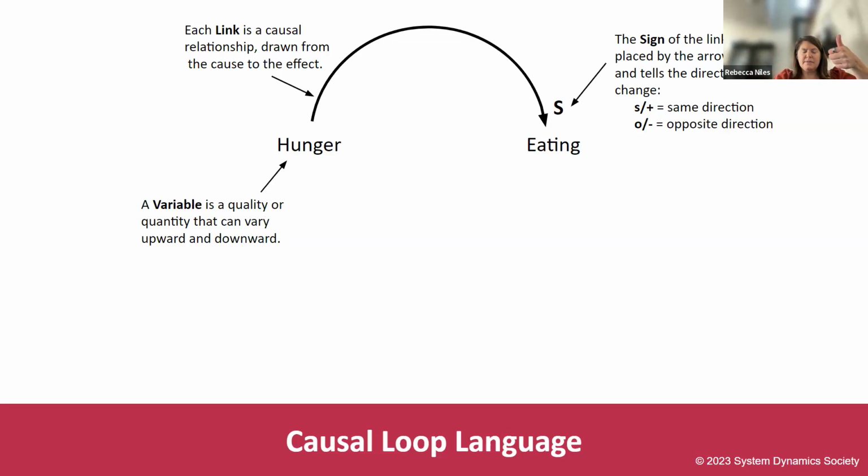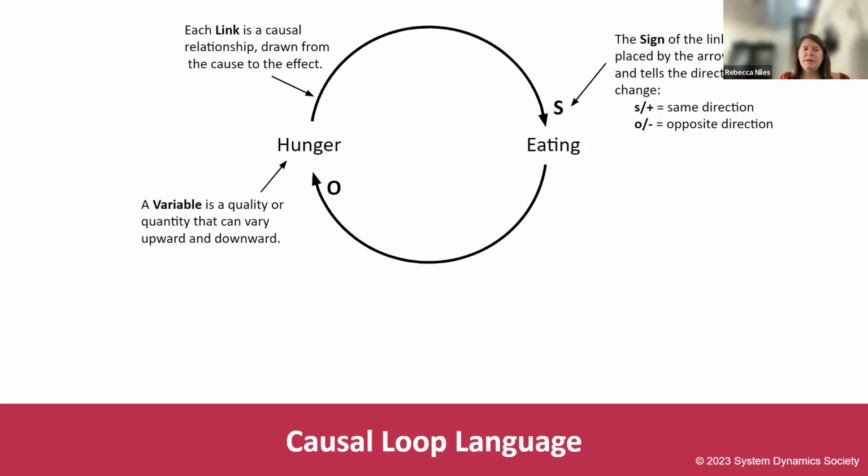And then there's also, of course, a relationship between eating and hunger. If eating goes up, what happens to hunger? Does it go up or down? It goes down. So typically your eating would cause your hunger to go down. So we would put an O or a negative. And so this is the sign of the link.